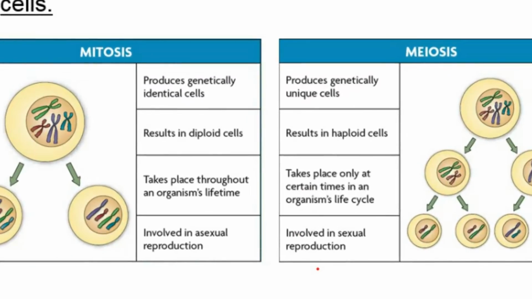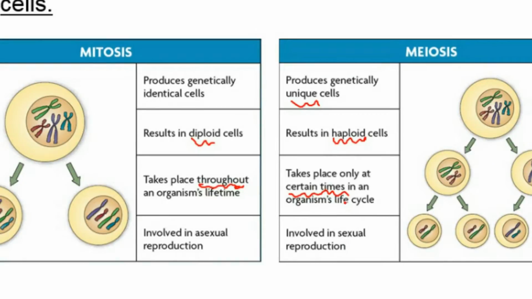Okay, so in mitosis, we're producing genetically identical cells. In meiosis, it's genetically unique cells. In mitosis, we're producing diploid cells that have the full complement of genetic information. In meiosis, it must be only half the genetic information because of what's going to take place next during fertilization. In mitosis, this type of cell division occurs throughout an organism's lifetime, even in an older person like me. In meiosis, however, this is only going to take place at certain times in an organism's life cycle.